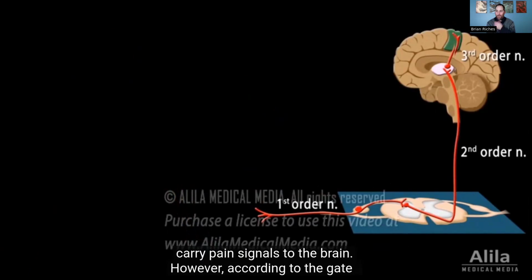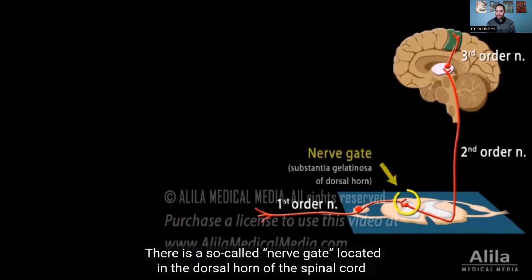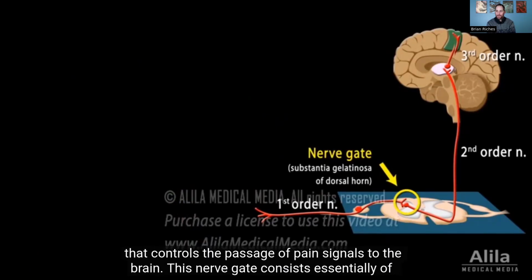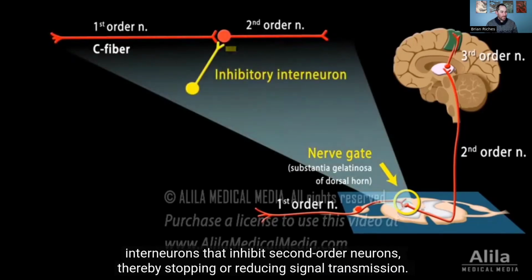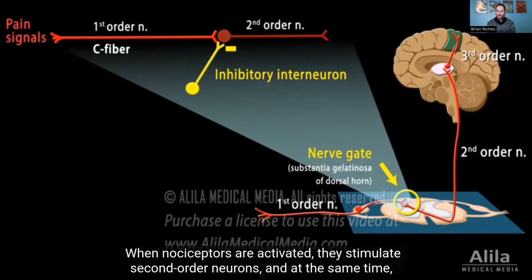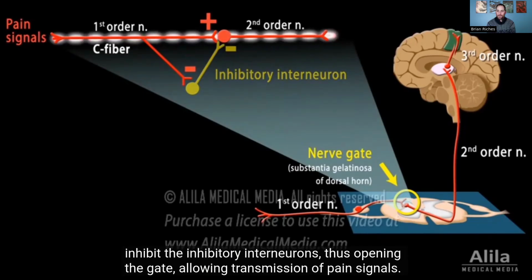However, according to the gate theory of pain, perception of pain is not simply due to stimulation of nociceptors. There is a so-called nerve gate located in the dorsal horn of the spinal cord that controls the passage of pain signals to the brain. This nerve gate consists essentially of interneurons that inhibit second-order neurons, thereby stopping or reducing signal transmission. When nociceptors are activated, they stimulate second-order neurons and, at the same time, inhibit the inhibitory interneurons, thus opening the gate, allowing transmission of pain signals.